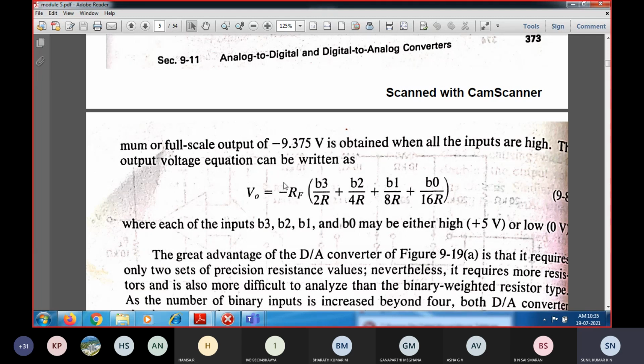minus 2.5. Here there was 0.625. So when this bit position is there, you will be getting 0.625. Suppose both the bits are 1, that is 0011, so for that case 5 by 16 means you will be getting 0.3125 plus 0.625, so that is 0.9375 as the output voltage. So that is what you will be getting.